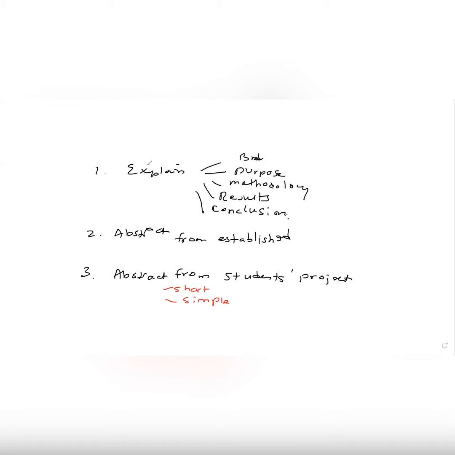So we have taken a look at the 5 elements in the abstract in terms of background, purpose, methodology, result, and conclusion. So next, we want to see how an abstract looks like from an established publication. So I'd like to show you 2 examples here.